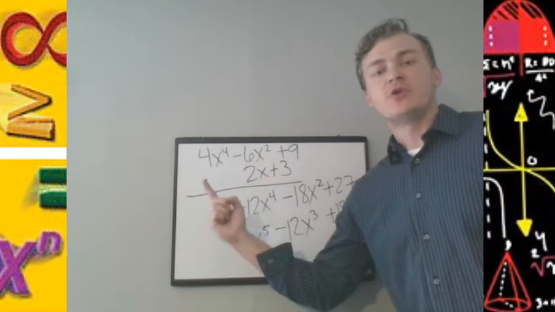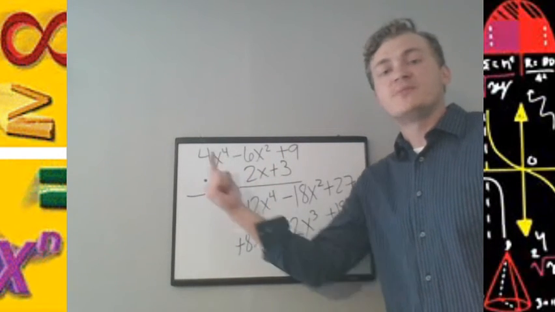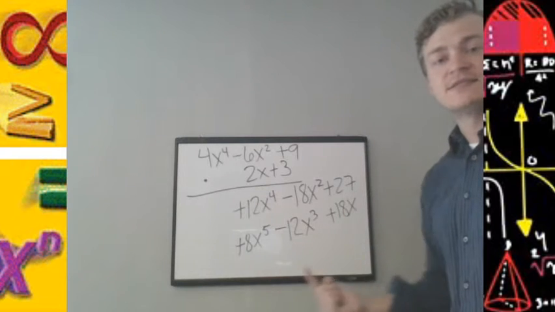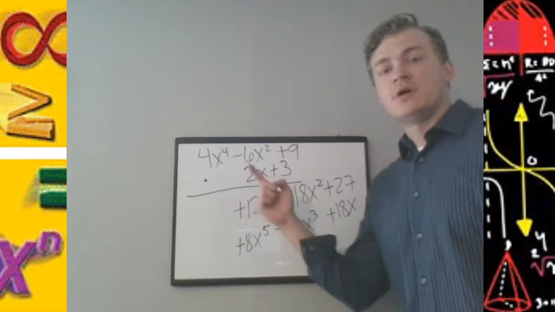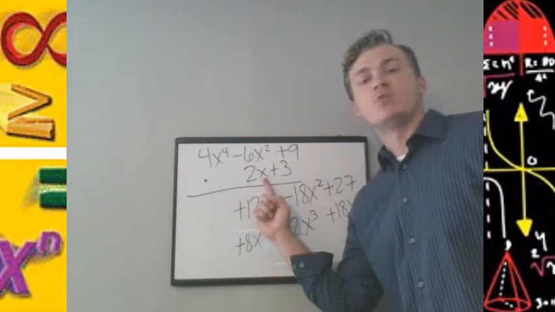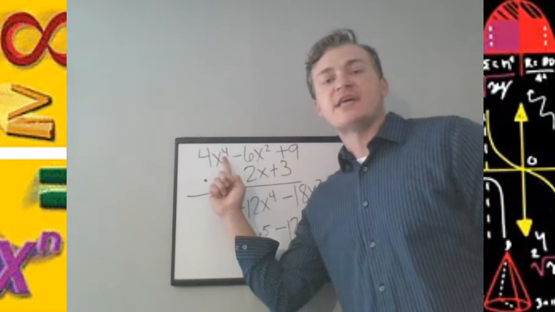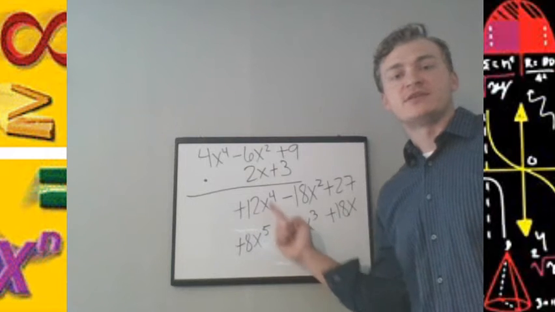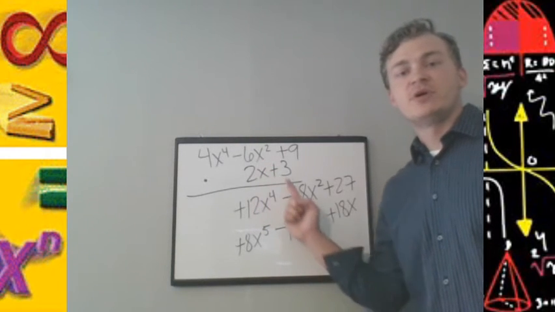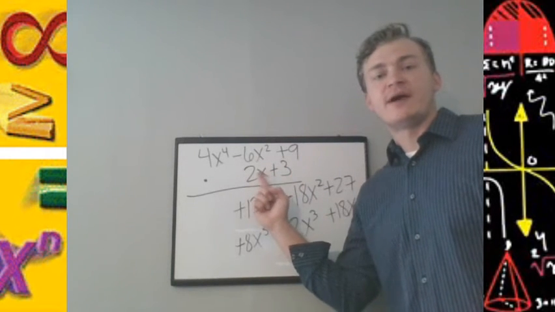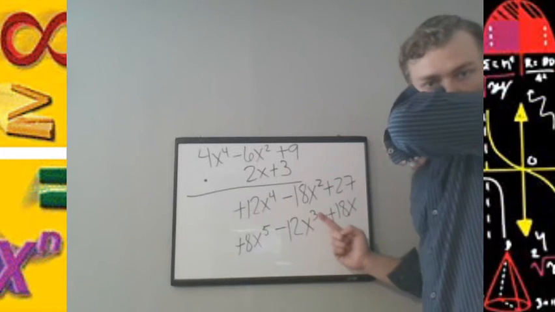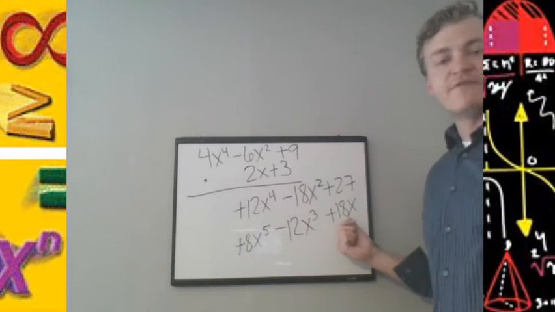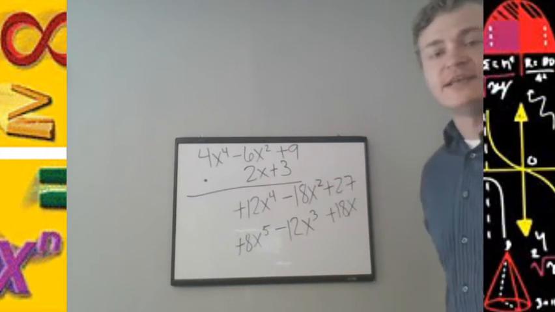Three terms multiplied by 2 terms, or 2 terms multiplied by 3 terms, we get 6 total terms. Notice when you multiply by just one single x, you're simply adding 1 to this exponent here. X to the fourth multiplied by x becomes x to the fifth. The x squared becomes x cubed. The 9 didn't have a factor of x, but now we have the factor of x here, 2 times 9 to give us 18x.